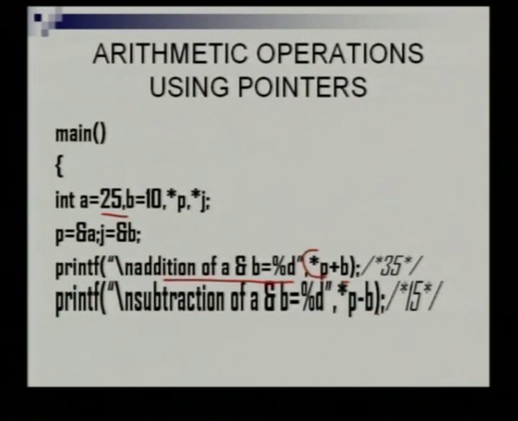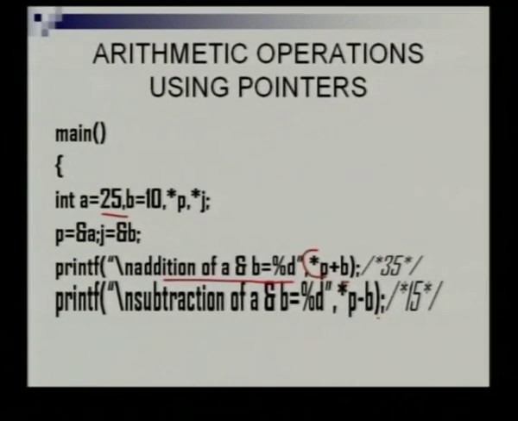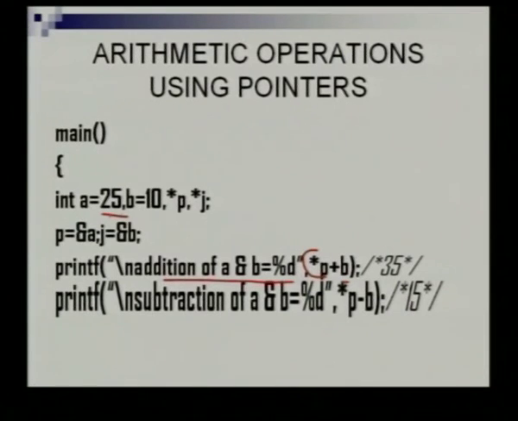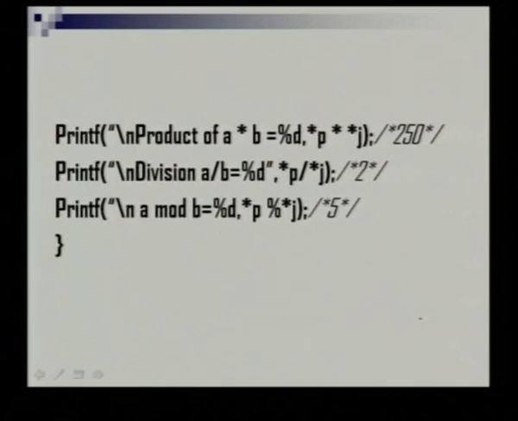Here, instead of using pointer p minus b, I can use pointer p minus pointer j also, because j is holding the value of b. So these are the different ways in which operations can be performed using pointers. 25 minus 10 gives the value 15.